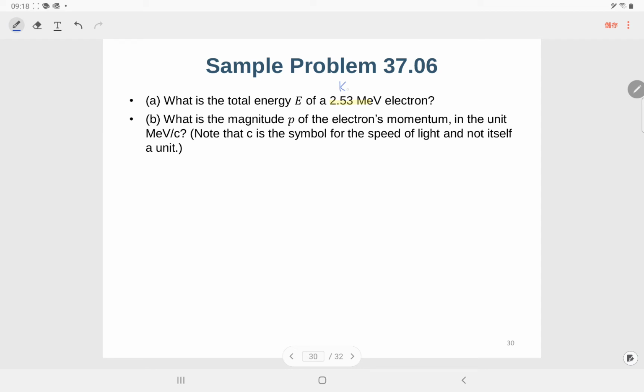Okay, this should be the kinetic energy. So what is the magnitude P of the electron's momentum in the unit of mega eV over c? Note that c is the symbol for the speed of light and not itself a unit.